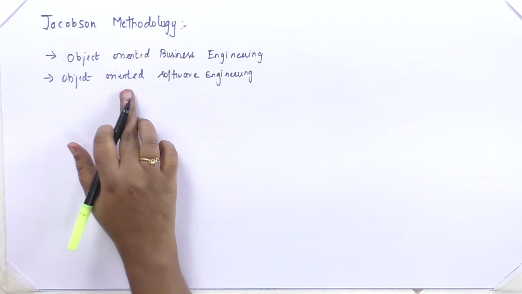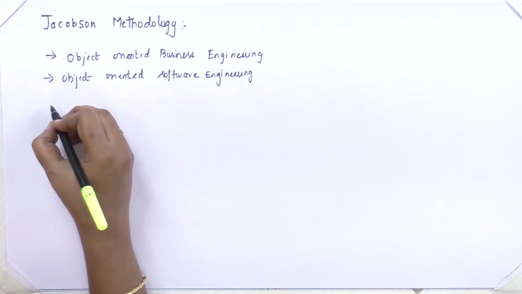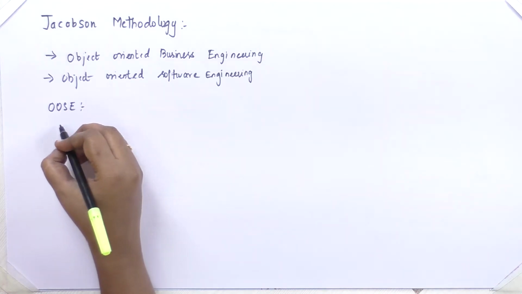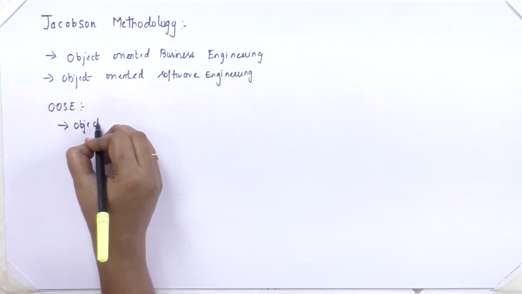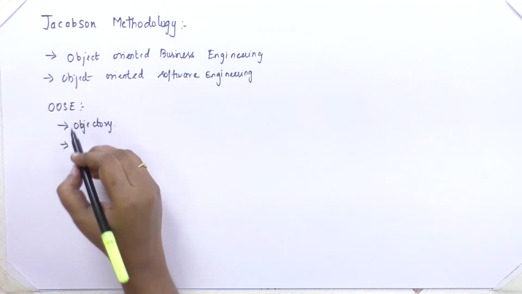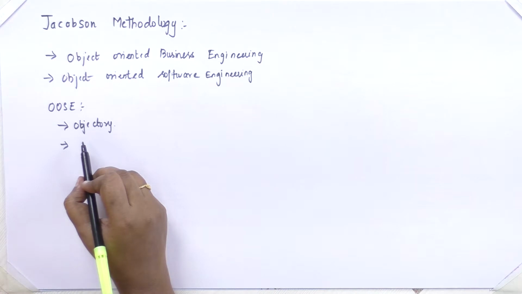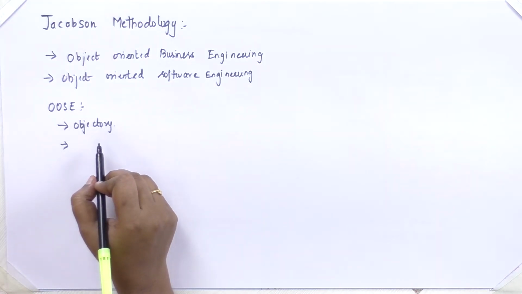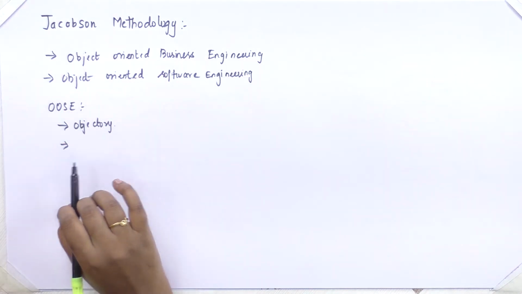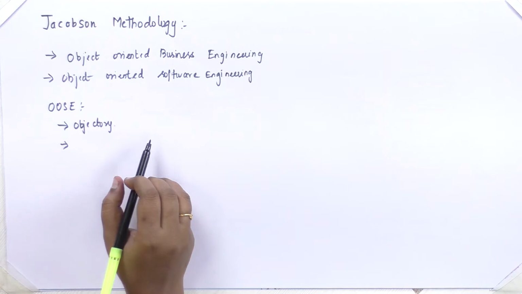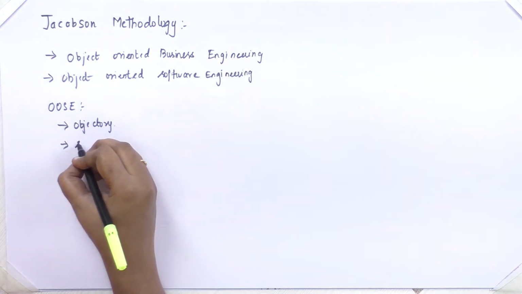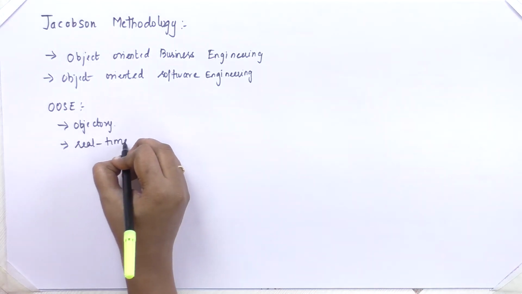Let us see about the object-oriented software engineering technique. This OOSE technique has the objectory method, and the main aim of this OOSE is to fit the development of large and real-time systems. That is, the model we are going to develop using the Jacobson methodology should fit a real-time working environment. That is the main aim of this object-oriented software engineering technique. So it has to fit the real-time environment.